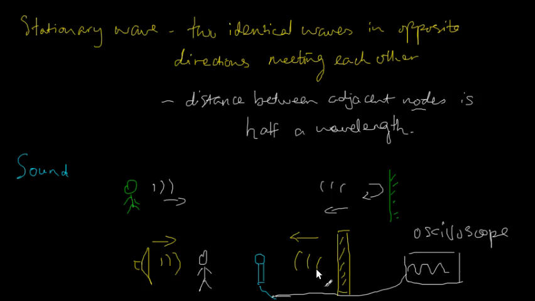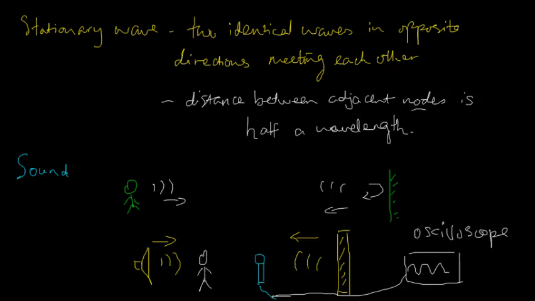So this is what we will observe, and we can understand that this is because we are going through nodes and antinodes, right? Because at the nodes we will expect the amplitudes to be 0 or very small, and at the antinode we'll expect the amplitude to be bigger. So that's why we get the loud-soft pattern.